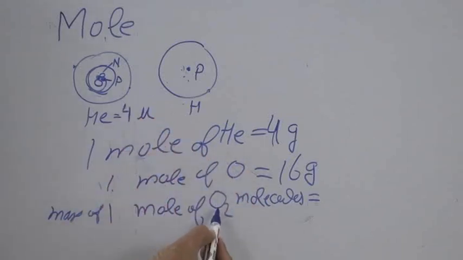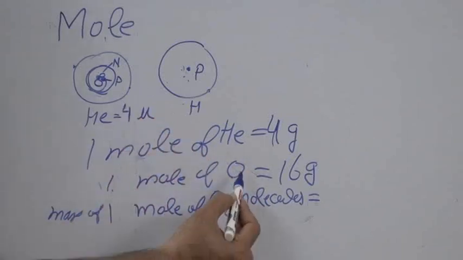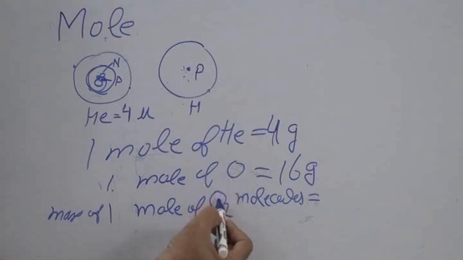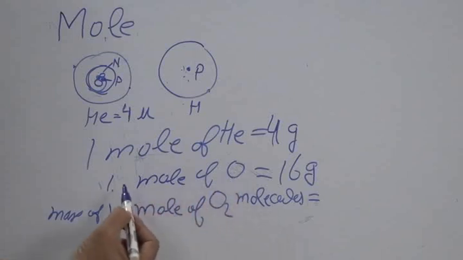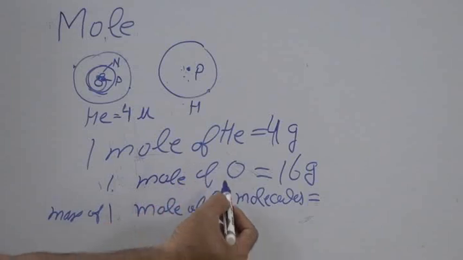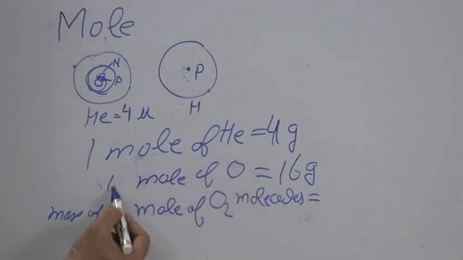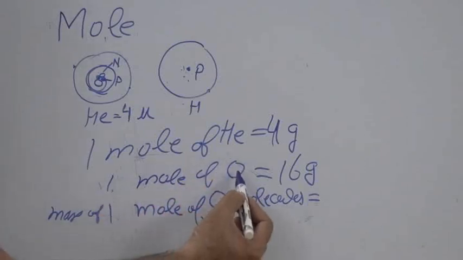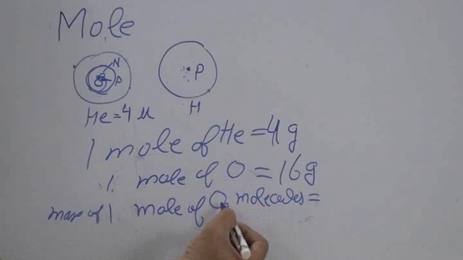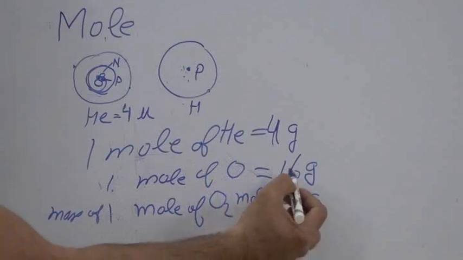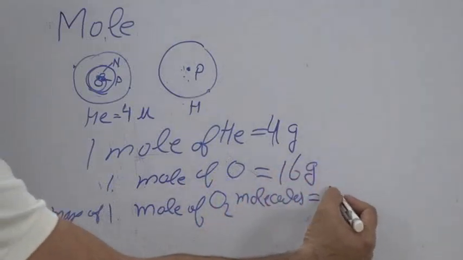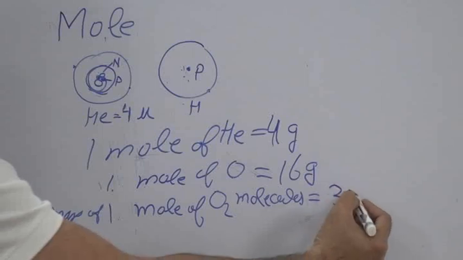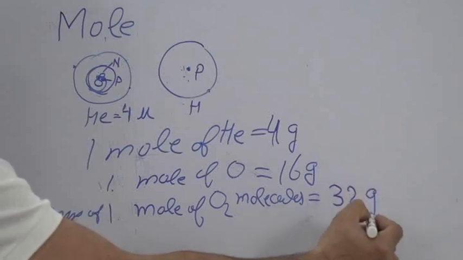Here the unit is what? O2. Means it is twice as heavy. The unit we are counting, the number of units is the same. This was also 1 mole. This is also 1 mole. That is why if the number remains the same, 1 unit gets twice as heavy. Therefore, the total mass would also be twice. Is 32 gram.